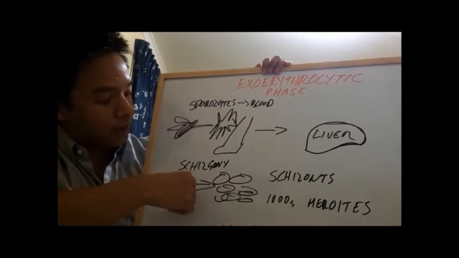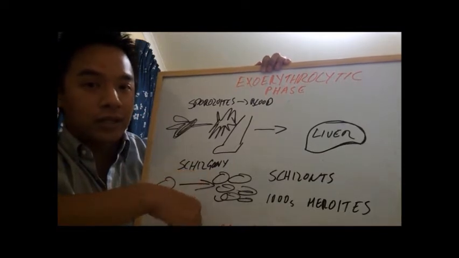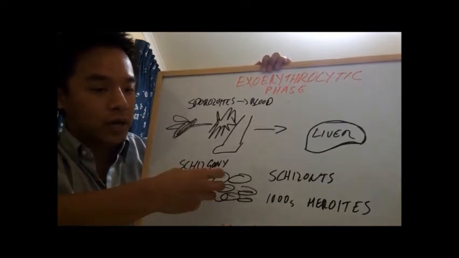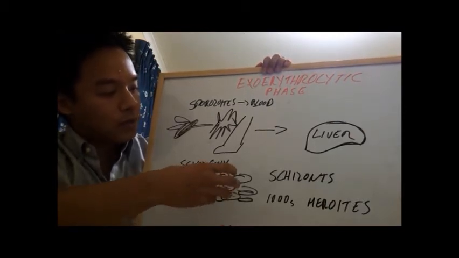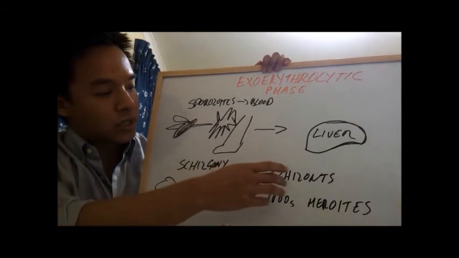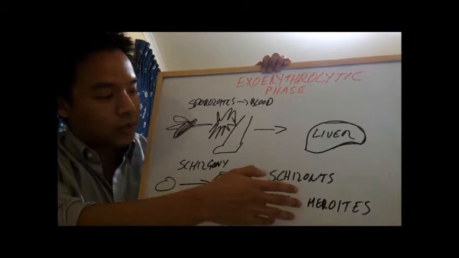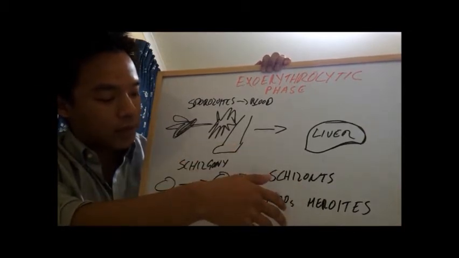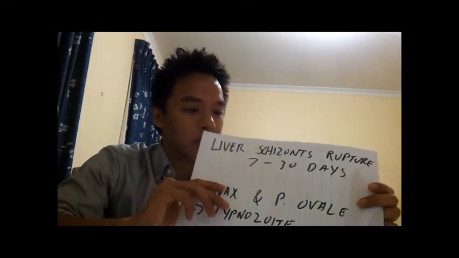When they infect the hepatocyte cells, schizogony occurs, which is the asexual fission, so that's how it is able to reproduce in the liver. After that occurs, it makes a schizont, which contains thousands of merozoites. During all of this, it is asymptomatic, so this entire phase is asymptomatic, and this can occur for 7 to 30 days before the liver cell ruptures and all the merozoites are released.